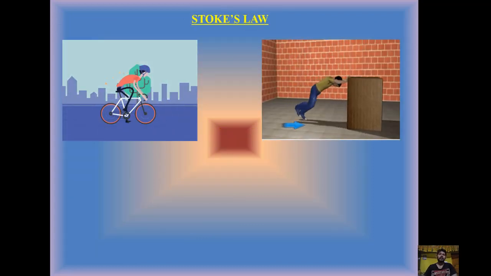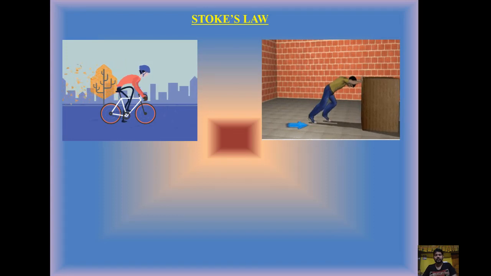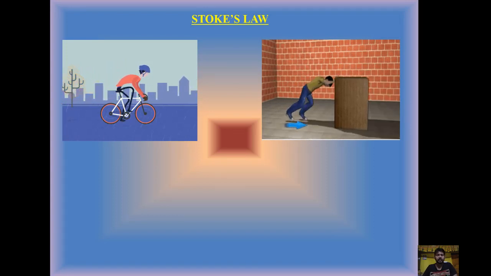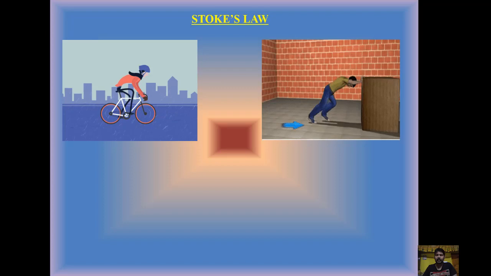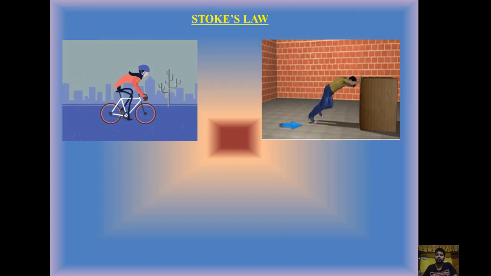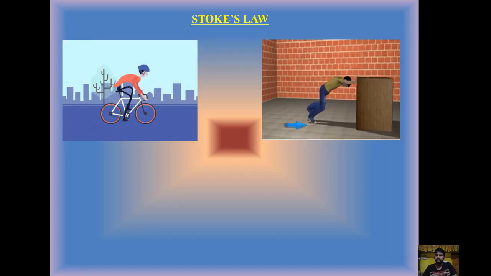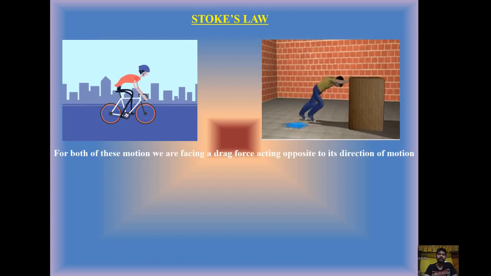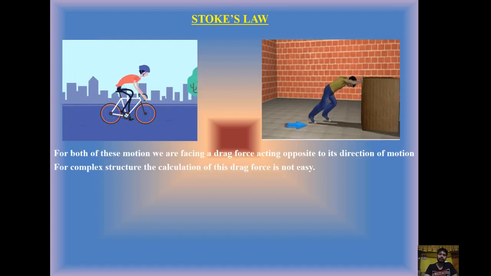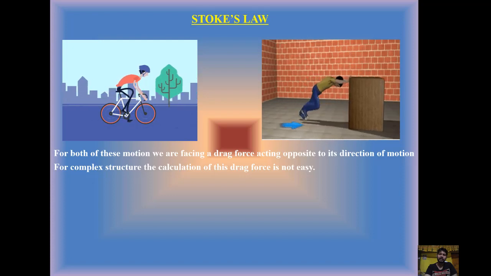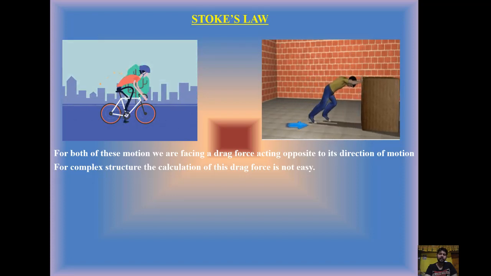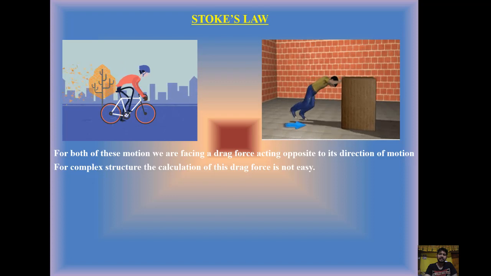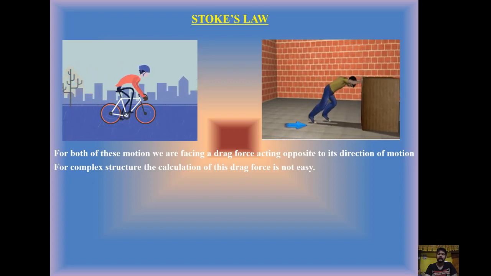So now we are learning about Stokes law. Here we can see two figures in which a cyclist is cycling and another person is trying to move around a huge box. When we are cycling or moving any object through the fluid, there are opposing forces acting. For both of these motions, we face a drag force acting opposite to our direction of motion. For complex structures, calculating this drag force is not easy.